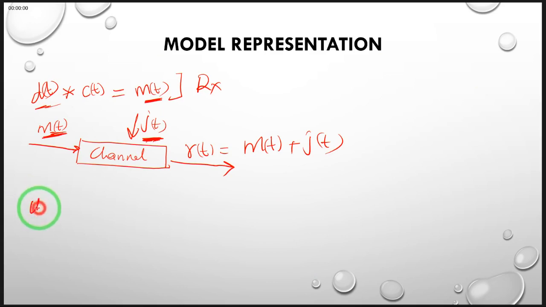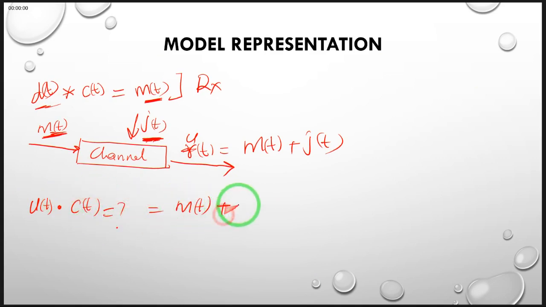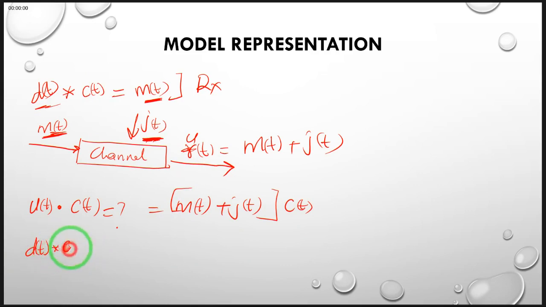Now we are going to multiply u(t) with another c(t). What are you going to have? We say that our u(t) is m(t) plus j(t), and this is now multiplied with c(t). But you already know that m(t) is equal to d(t) times c(t). So we can do that: d(t) times c(t) times c(t) again. So it becomes c squared of t plus j(t) times c(t). This is what we receive on this other side as u(t).